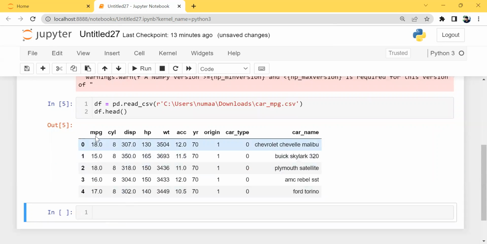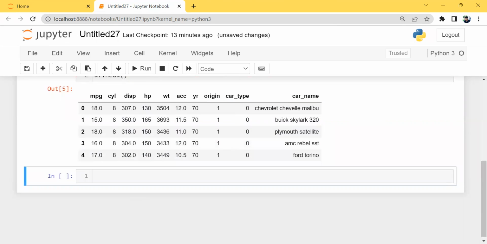Okay, so just have a look here. It has 10 columns. The first one is MPG, and then cylinder, displacement, horsepower, weight, acceleration, year, origin, car type, and car name, right? So out of all these, which column do you think is a completely useless column in our model building? What do you think?